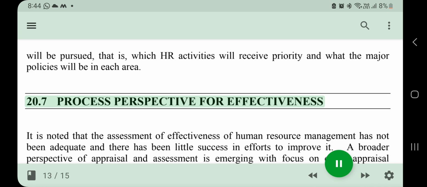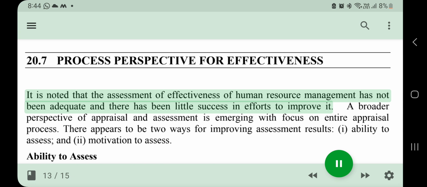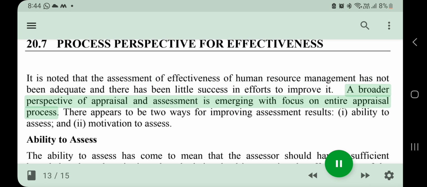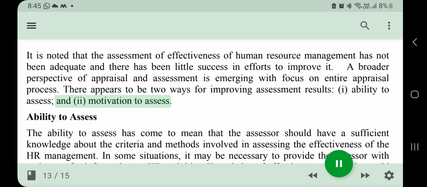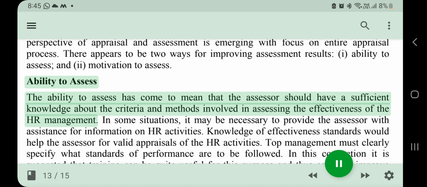20.7 Process perspective for effectiveness. It is noted that the assessment of effectiveness of human resource management has not been adequate and there has been little success in efforts to improve it. A broader perspective of appraisal and assessment is emerging with focus on the entire appraisal process. There appear to be two ways for improving assessment results: one, ability to assess, and two, motivation to assess.